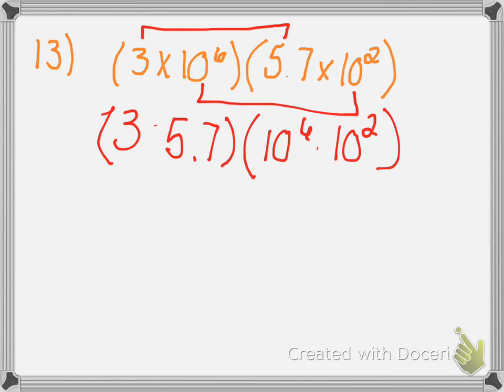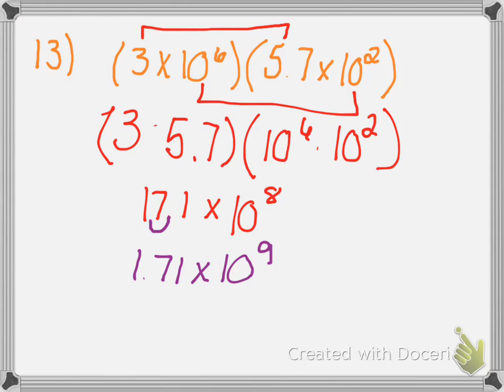So 3 times 5.7, that gives you 17.1 times 10. When you're multiplying things with exponents, you add them, so 6 plus 2 is 8. Now what you have to look out for is 17.1 is not between 1 and 10. So instead of leaving your answer like that, you're going to have to move your decimal one more time. That gives you 1.71 times 10 to the 9th. So this is your first answer.